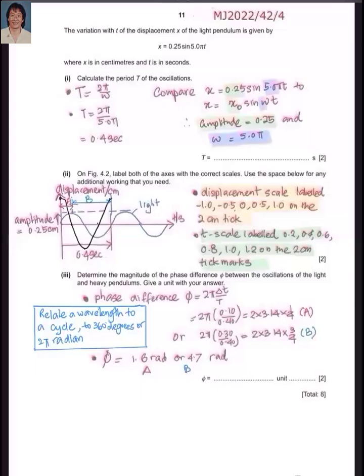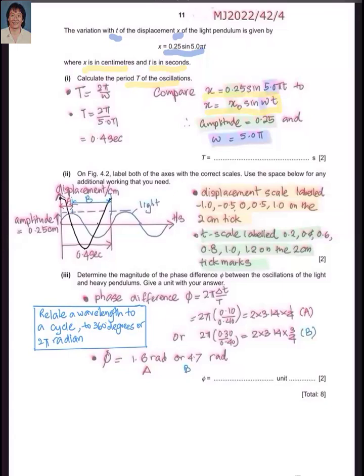The variation with time t of the displacement x of the light pendulum is given by this formula, where x is in centimeters and t is in seconds. We have to calculate the period T of the oscillations. To solve this, we compare x = 0.25 sin 5.0πt to the general equation for displacement, x = x0 sin ωt. x is the displacement, x0 is the maximum displacement or amplitude, and ω is the angular velocity.